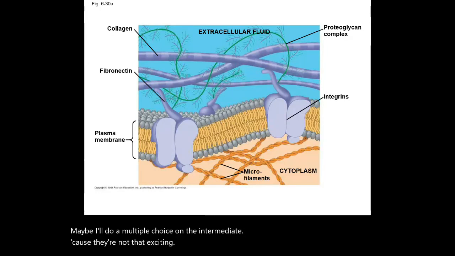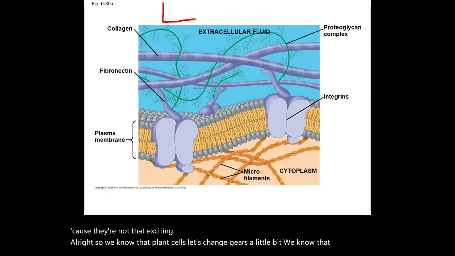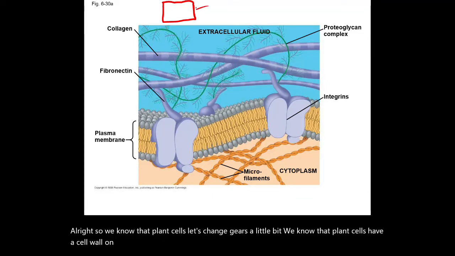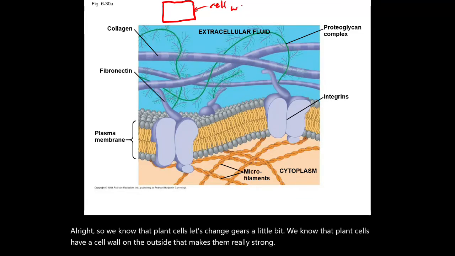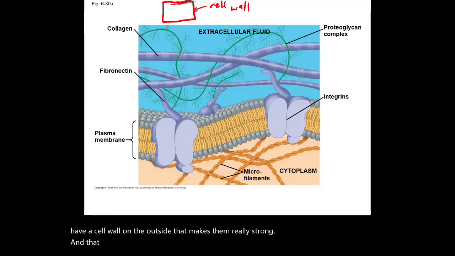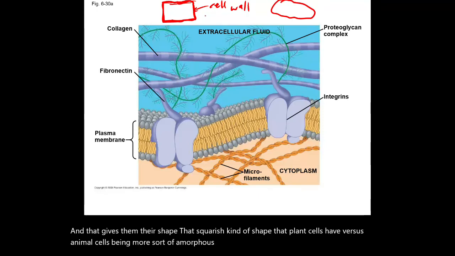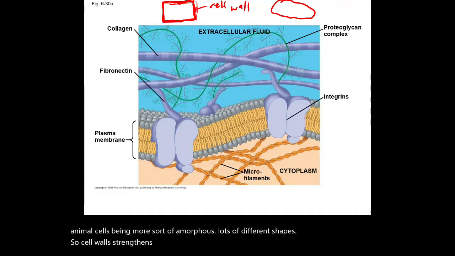All right, so we know that plant cells, let's change gears a little bit. We know that plant cells have a cell wall on the outside that makes them really strong. And that gives them their shape, that squarish kind of shape that plant cells have, versus animal cells being more sort of amorphous, like lots of different shapes. So the cell wall strengthens the plant cell and keeps its shape. Do animal cells have anything like that?